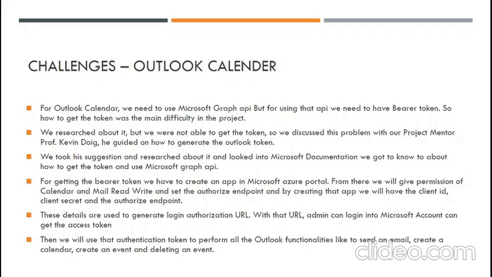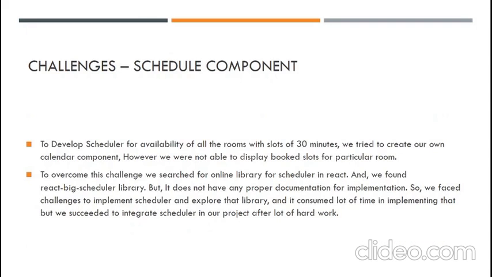After creating that app, we got the URL, and we have added that URL on the click of our button. Once the admin clicks on that button, the admin will be redirected to the Microsoft account, where he will log in and get the access token, and we are storing that access token in our session, so we can use it later for creating and sending email, creating events, and everything. Yeah, so that was all about the first challenge.